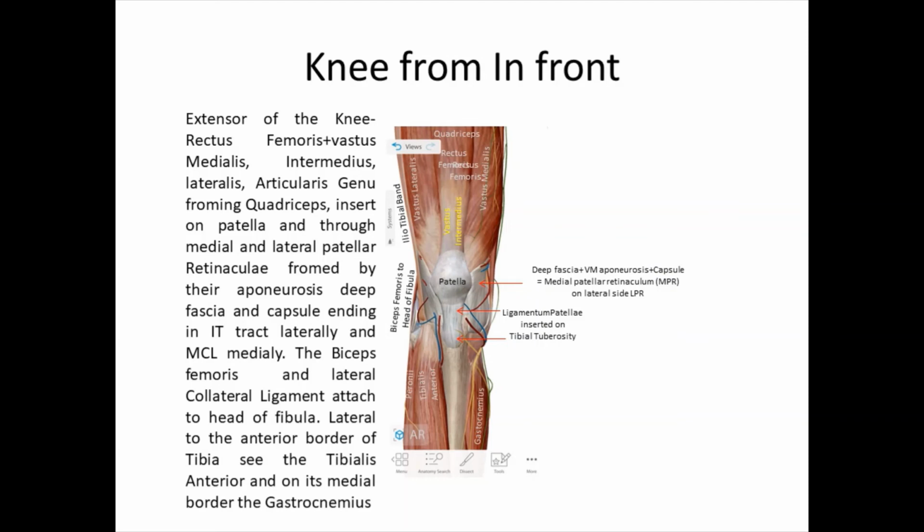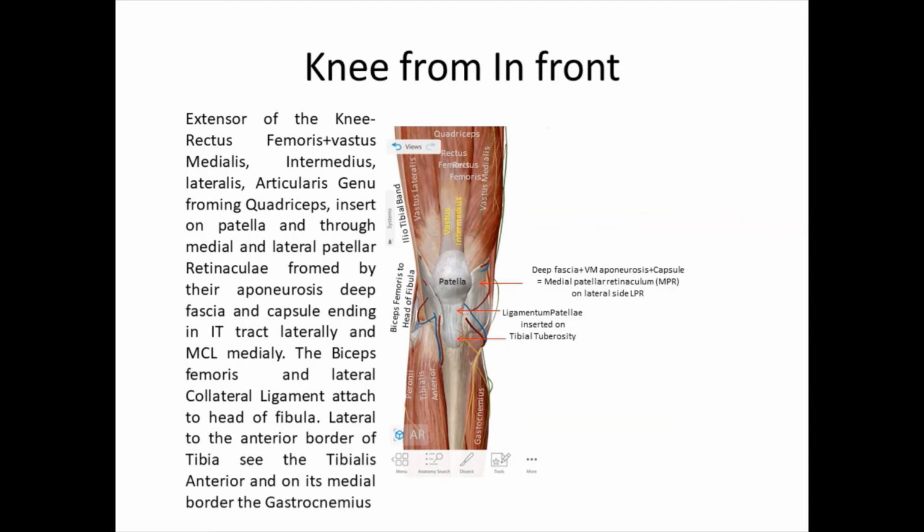These retinacula are formed by the combination of the deep fascia, the vastus medialis or lateralis aponeurosis, and the capsule. Then you see the ligamentum patellae, which is attached to the tibial tuberosity. You see the iliotibial band on the lateral side, and you see the tendon of the biceps femoris, which is attaching to the head of the fibula.